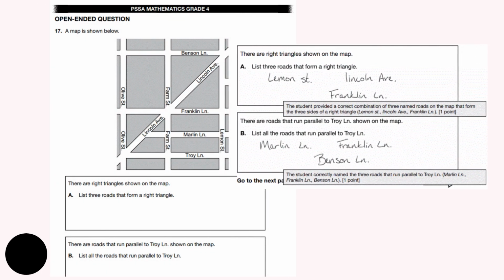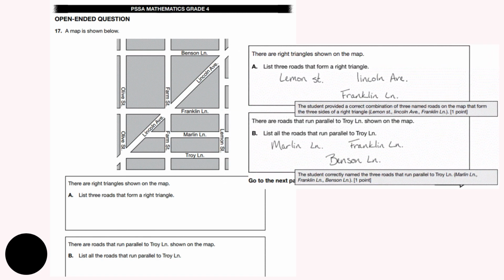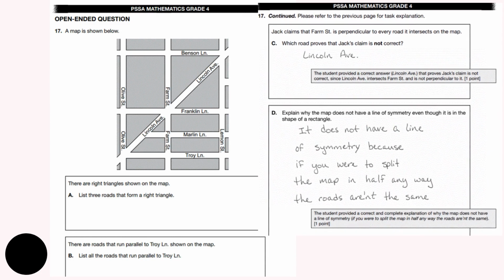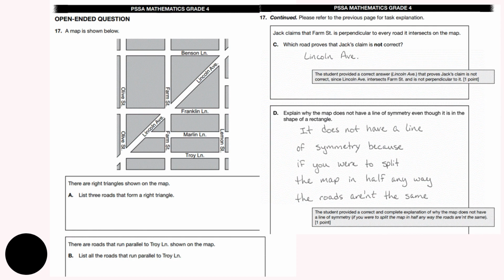So that is Lemon Street, Lincoln Avenue, Franklin Lane, and list B. That is the question number B. That is the list of roads that run parallel. All right. And which road proves that Jack's claim is not correct? That is Lincoln Avenue. And explain why the map does not have a line of symmetry even though it is in the shape of a rectangle. So it doesn't have a line of symmetry because if you were to split the map in half any way, the roads aren't the same.